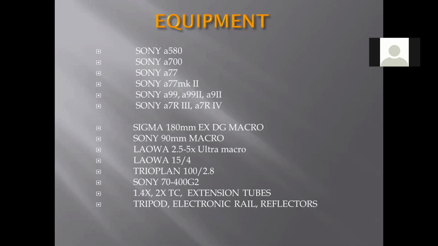And there is also use of teleconverters and extension tubes, which gives me much bigger magnification. Of course, there is a tripod, electronic rails, and reflectors that are really necessary, and you basically cannot do macro without these accessories.